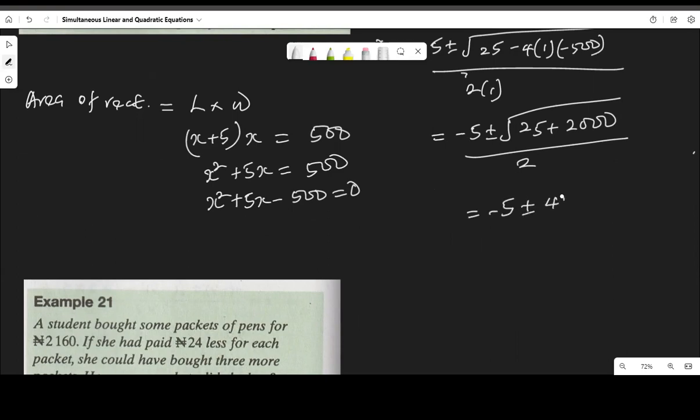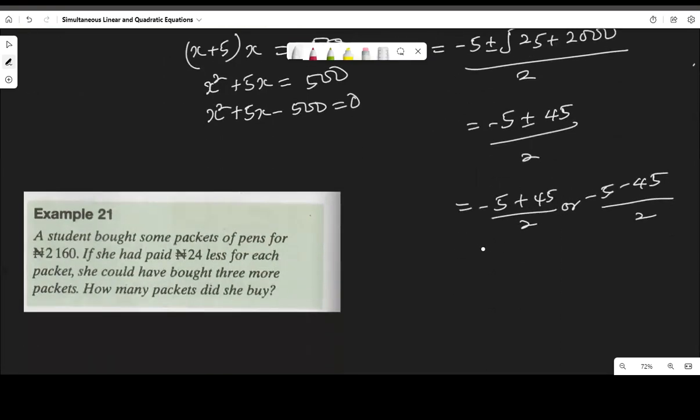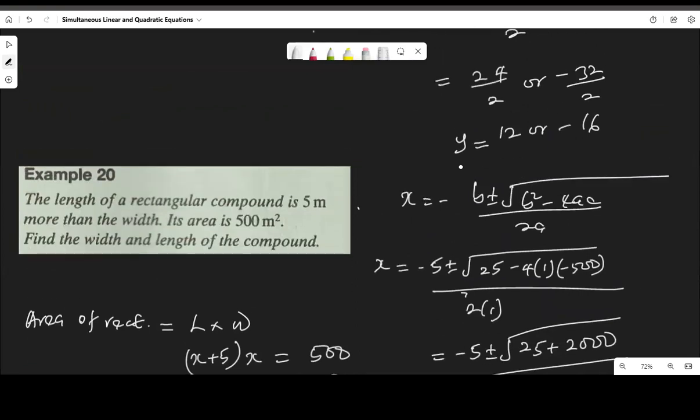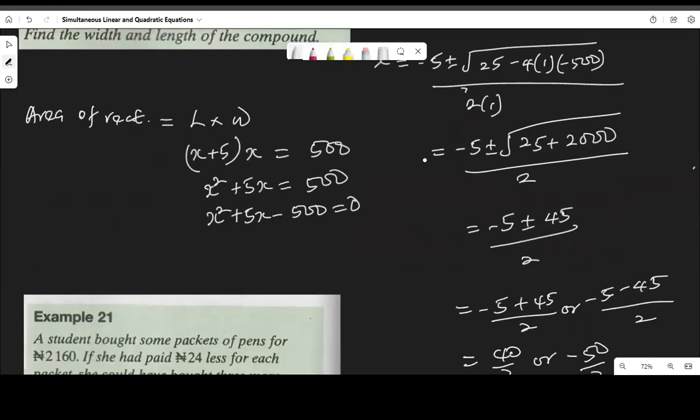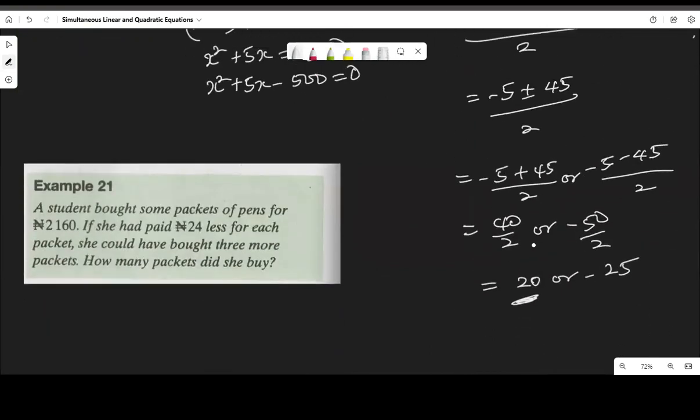So x equal to minus 5 plus or minus 45 over 2, which is minus 5 plus 45 over 2, or minus 5 minus 45 over 2. Minus 5 plus 45 is 40 over 2, and minus 5 minus 45 is minus 50 over 2. 40 divided by 2 is 20, or minus 25. Okay, that is the value of x. But we are talking about the length of a compound here. The length of a place cannot be negative, so we look at only the positive value, which is 20.